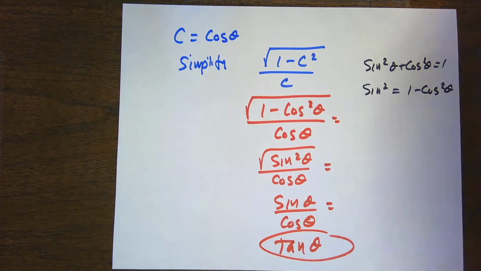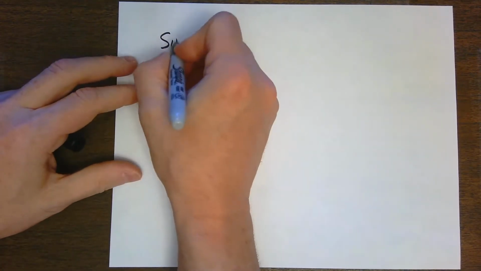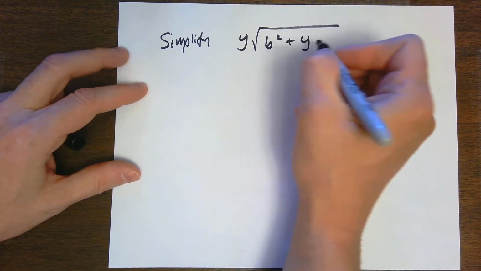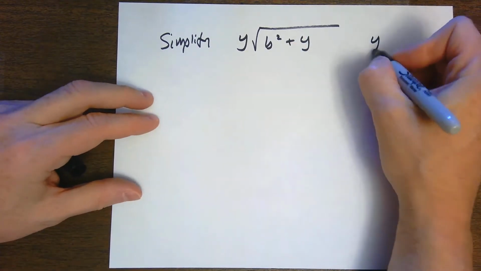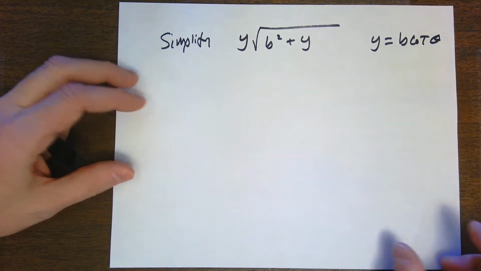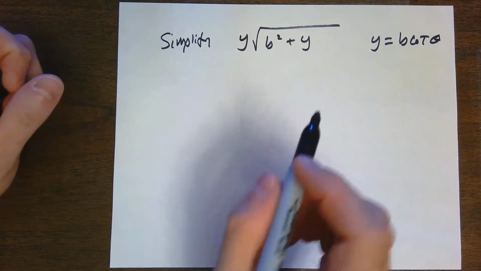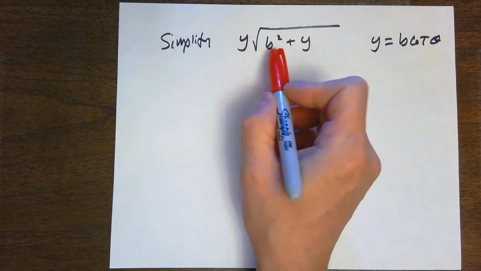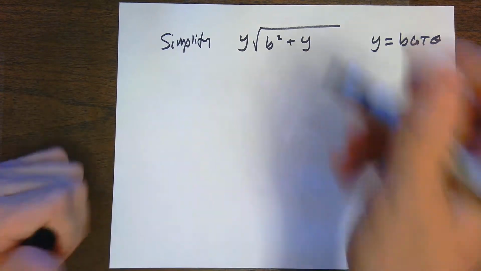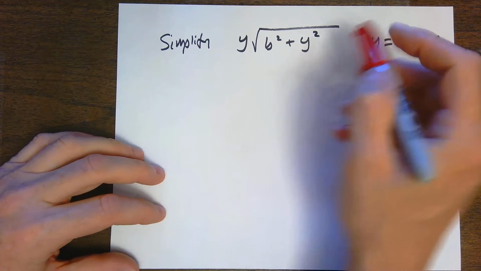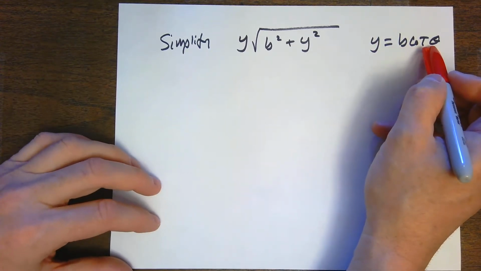Let's take a look at another one, maybe a little bit more difficult here. Suppose I want to simplify y times the square root of b squared plus y squared, given that y is equal to b cotangent of theta. All right, so knowing this, I'm going to substitute in. So I want to simplify the expression y times the square root of b squared plus y squared. Whoops, I forgot the square root, given the fact that y is b times the cotangent of theta.